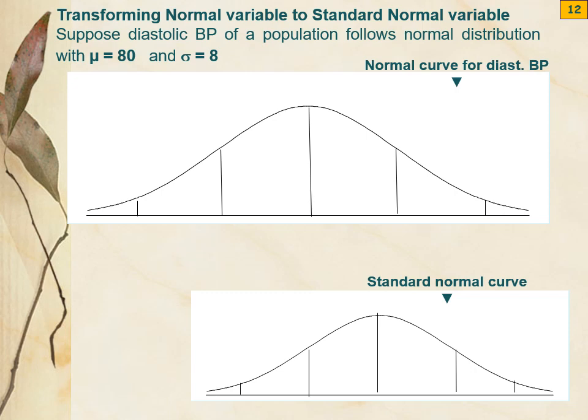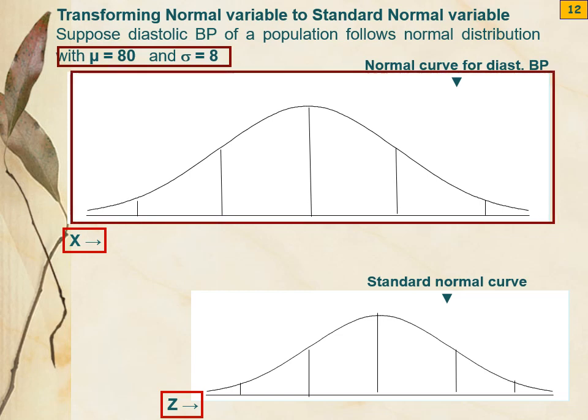Suppose we are taking an example. Suppose diastolic BP of a population follows normal distribution with mean 80 and SD equal to 8. The top curve belongs to the actual X variable, and the bottom one is after transformation from X to Z, the standard normal curve. You are given mean as 80 and SD as 8, and therefore in this curve the center point will be 80, plus 1 sigma 88, plus 2 sigma 96, minus 1 sigma 72 and 64.